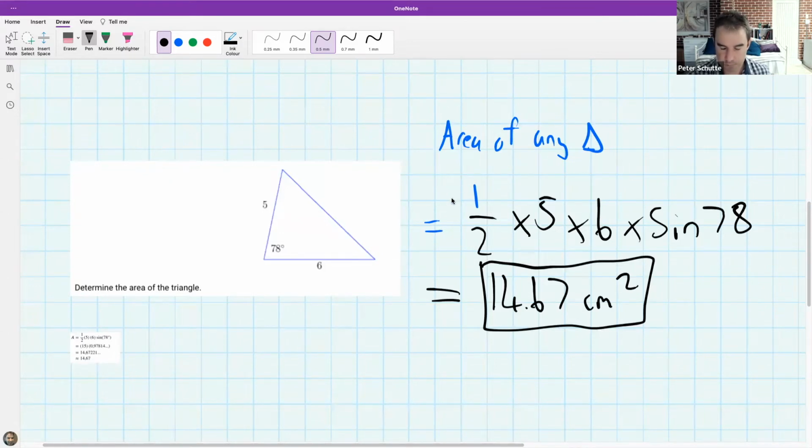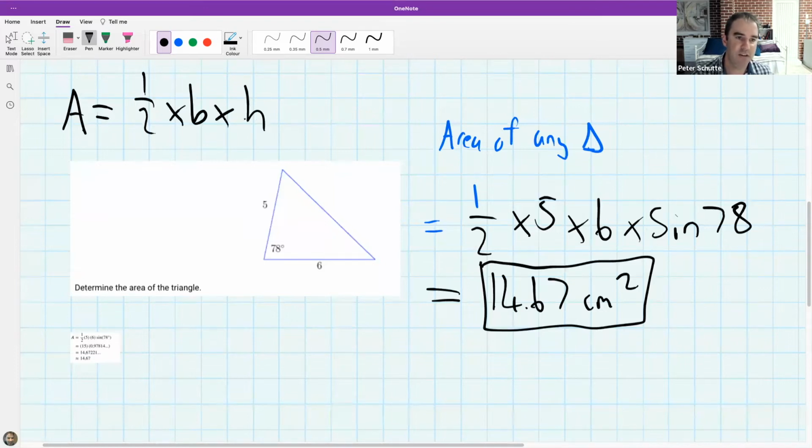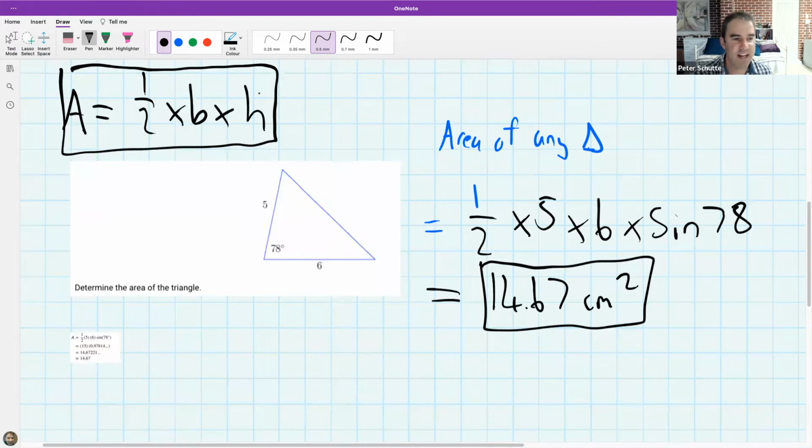area of any triangle. But I want to also go back and say that in grade 9 and 10, and we talked about this too, the formula for the area of a triangle was just a half times base times height, where the height was perpendicular to the base. And so both these formulas work. It's just that the grade 9 and 10 one has to have a right angle. It has to have a height, whereas this formula will work for any triangle.